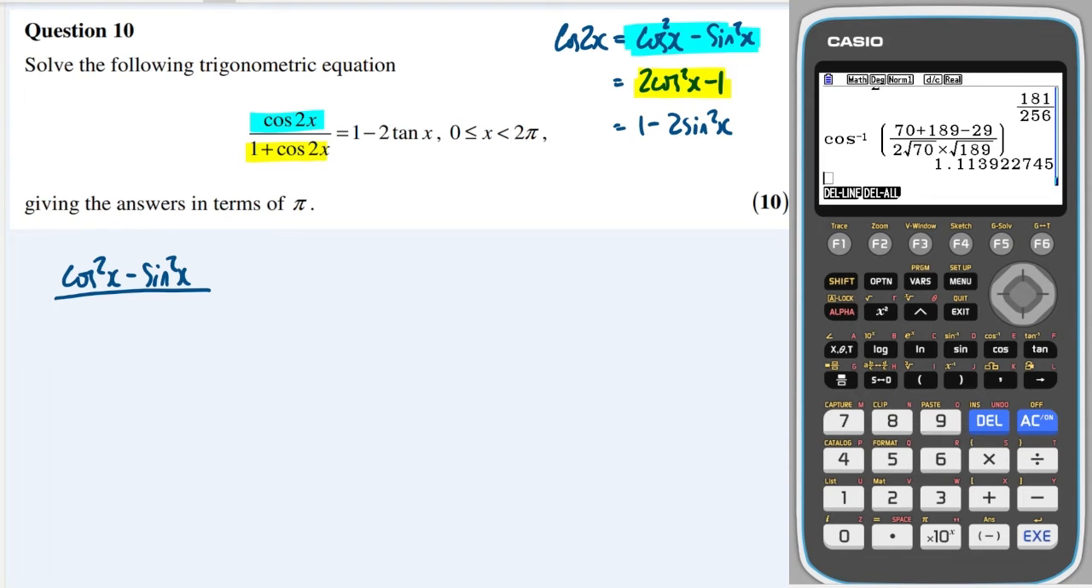over, we're going to get 2 cos squared, and again the -1 and the +1 is going to cancel out. So that's just going to be 2 cos squared x, and that's equal to 1 minus 2 tan x.